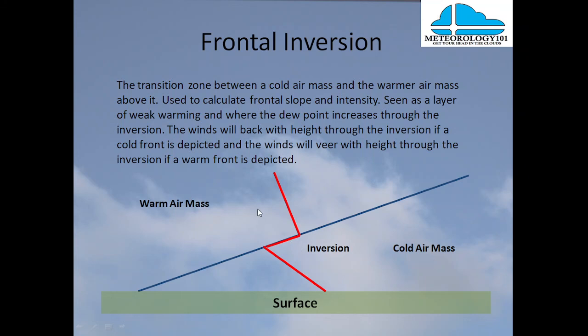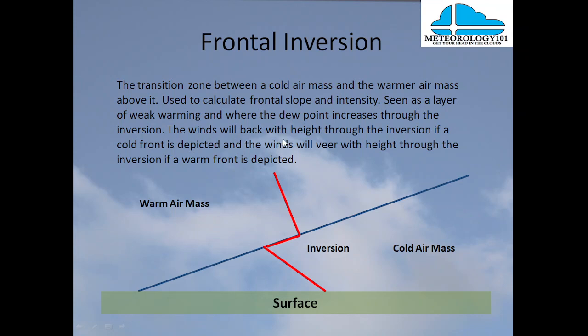An inversion is a stable environment where you're increasing temperature with height. We live in an unstable environment where temperature naturally decreases with height. So when you get an inversion, you have just a stable layer, and that's what caps all this stuff off. So it suppresses any convective activity.